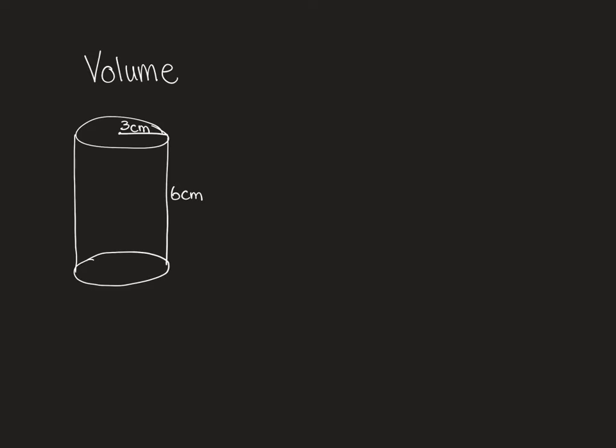So, what is the volume of any prism? What formula do we use to calculate the volume of any prism? We know that the volume for any prism, and a cylinder is a prism, is area of the base times height. Now, area of the base. What shape is the base of a cylinder? The base is a circle.